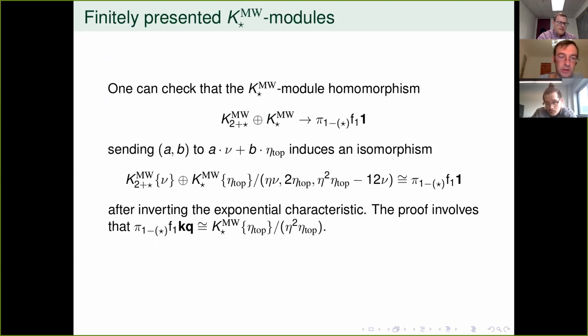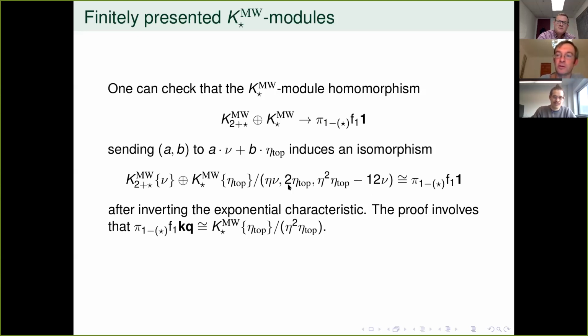So you have these two generators, nu and eta top, and there are three relations. The first of them, eta times nu is zero. This you can see in a paper by Dugger and Isaksen on, I think, Hopf elements and relations. I don't know the exact title. I should have checked. My apologies.